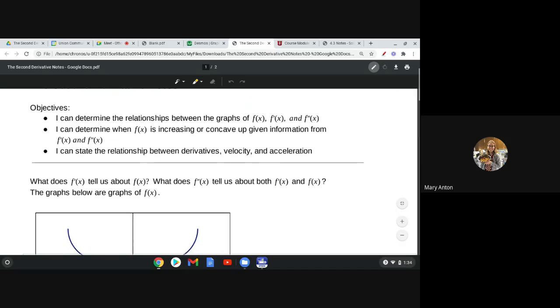All right, y'all. We're going to keep talking about the relationships of your f of x function, your derivative function, and your second derivative function. And we're going to relate concavity with our second derivative, which we've kind of touched on already, I think. And then we're going to talk about velocity and acceleration. Woohoo.